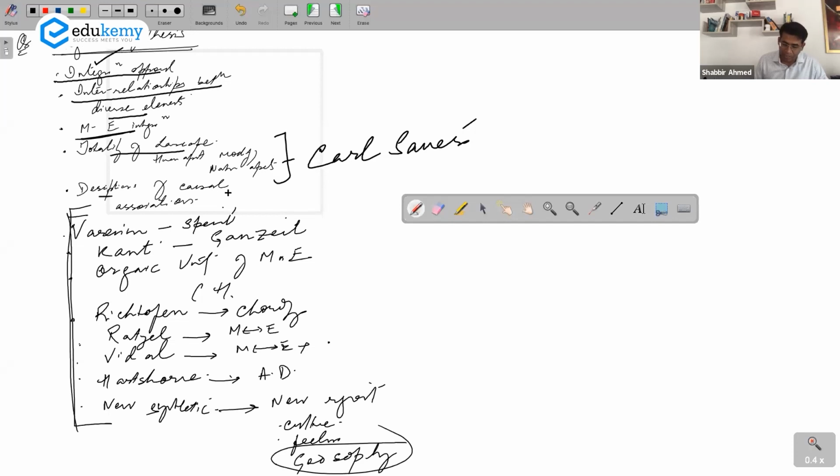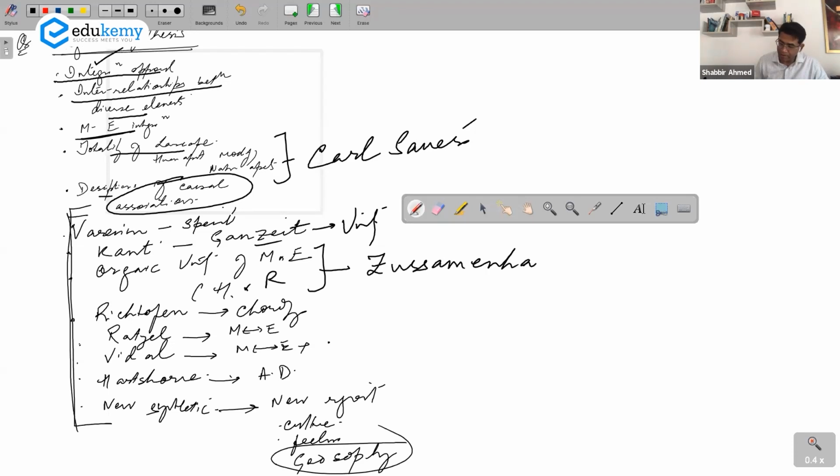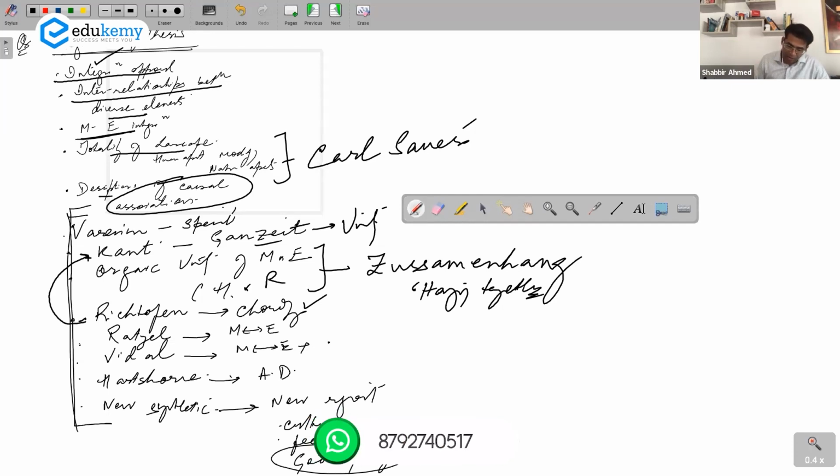Synthetic is also description of causal associations. And who are the people who talked about this approach? Varenius, Kant, Ganzit. Ganzit is something like natural unity, organic unity according to Humboldt and Ritter. Do you know what term they had used? Zusammenhang, hanging together, yes. Richthofen's chorology, study in terms of chorology, take up an area. So Richthofen ka chorology in some ways is very similar to Kant. It is very similar to Varenius.